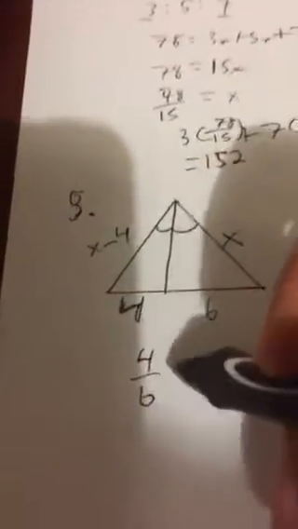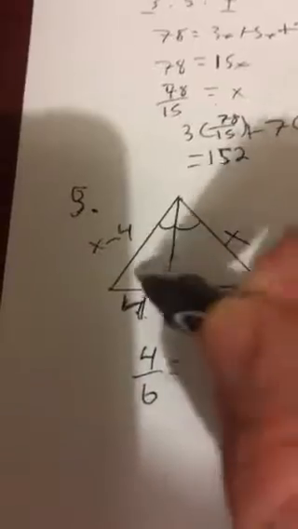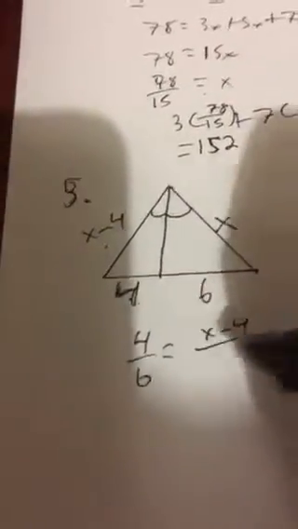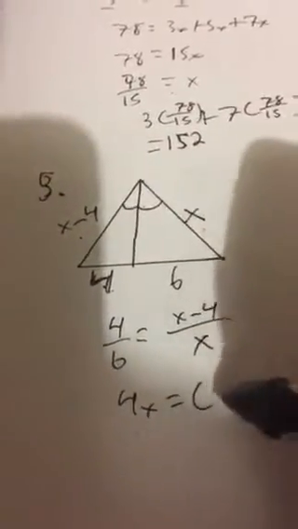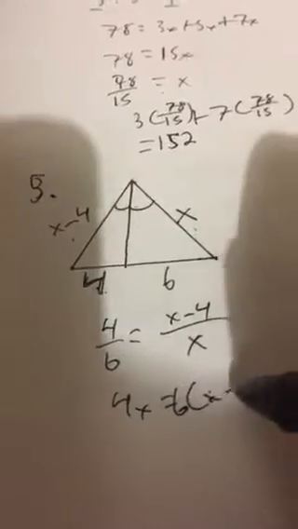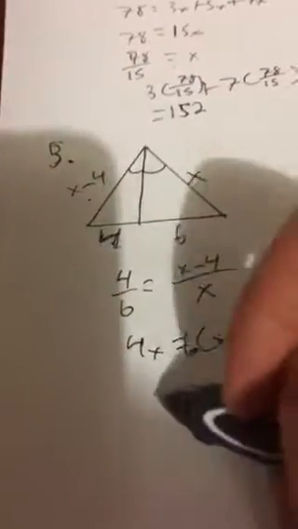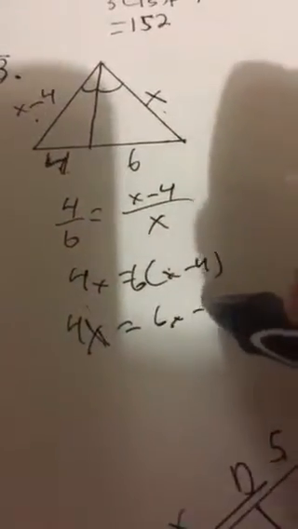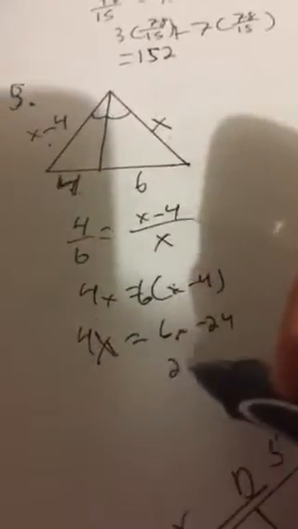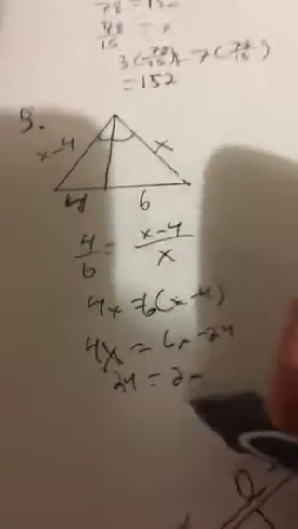Okay. Now when I set up using my triangle proportionality theorem, 4 over 6 equals x minus 4 over x. Cross multiply, 4x equals 6 times x minus 4. 4x equals 6x minus 24. 2x equals 24. X equals 12.